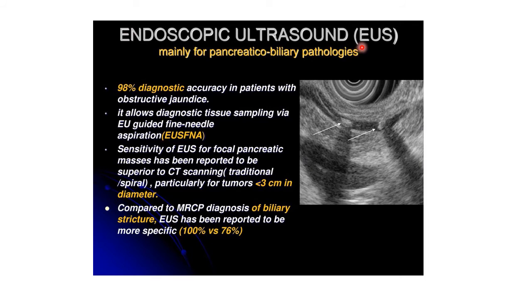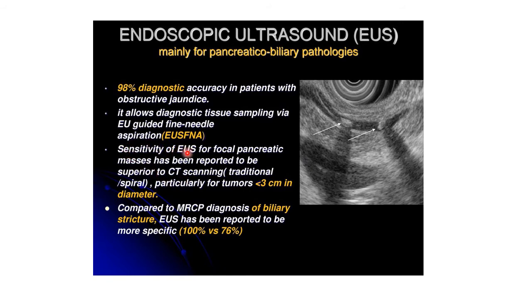Endoscopic ultrasound, or EUS, is very useful for patients with obstructive jaundice. It is particularly useful in patients with pancreatico-biliary pathologies. In fact, it has 98% diagnostic accuracy in patients with obstructive jaundice. It allows diagnostic tissue sampling via endoscopic ultrasound-guided fine needle aspiration, a form of FNAC.